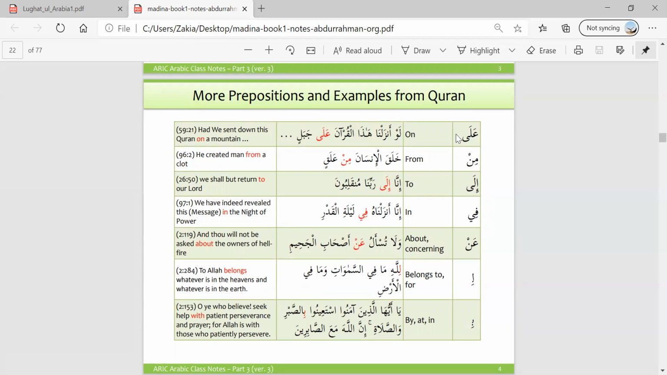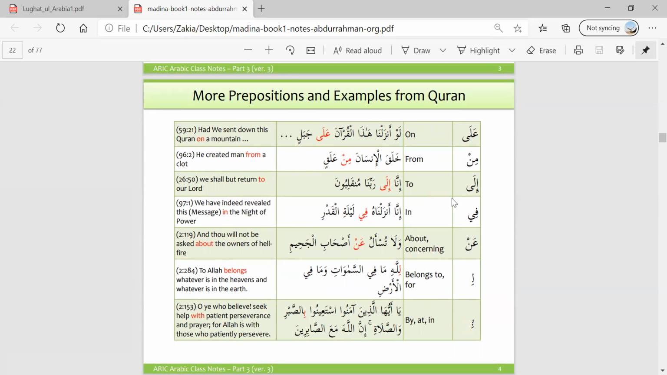So you have ala, which is on, min, which is from. Okay, and that's different to what we saw last time, man. Okay, so if we say man with the fatha on top, that means who. If we have a kasra underneath, that means from. And a lot of people get confused, especially if they're new to Arabic. What they tend to do is mix the two terms. So do please remember, one is a preposition and one is a question tag. So man means who.